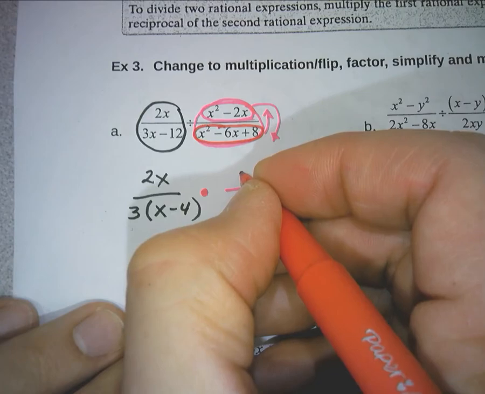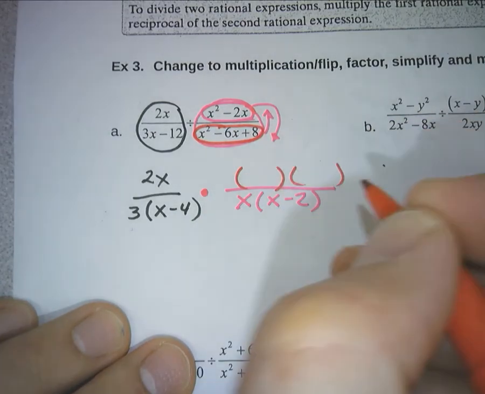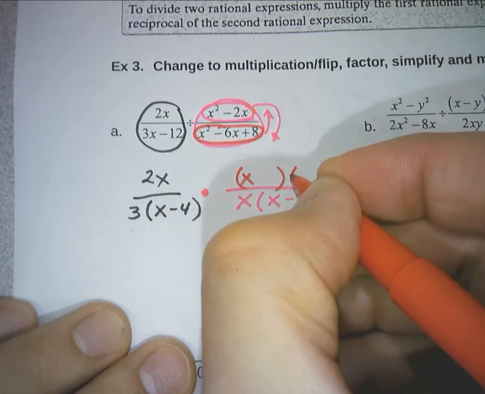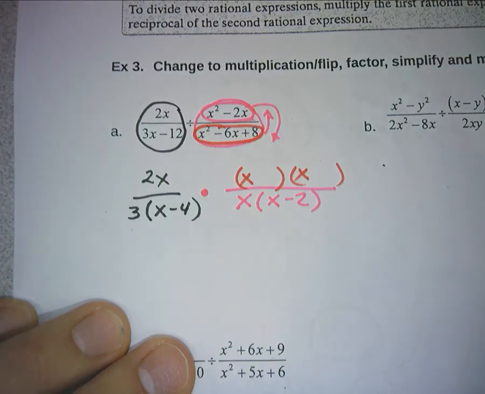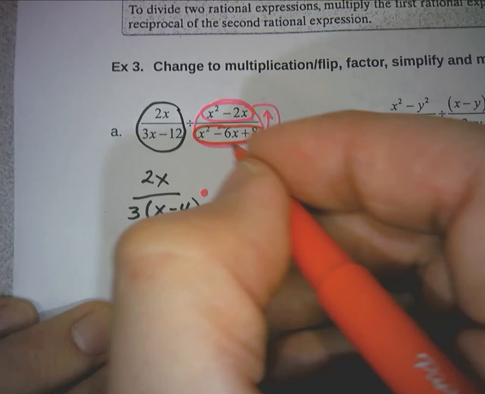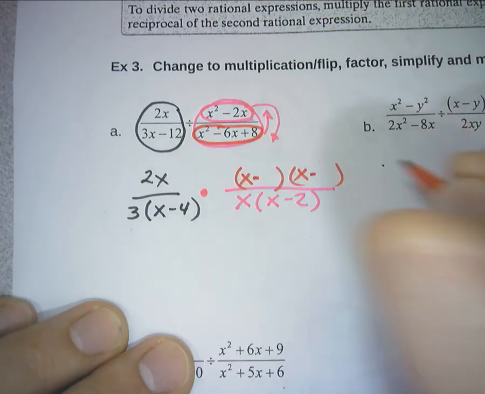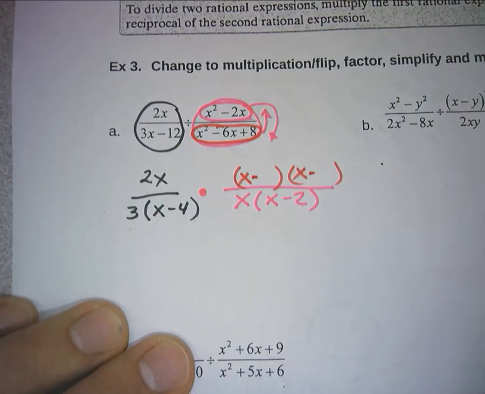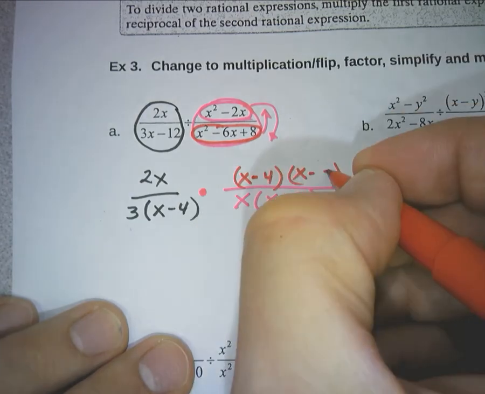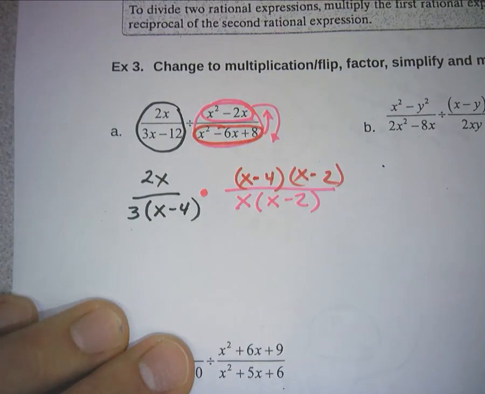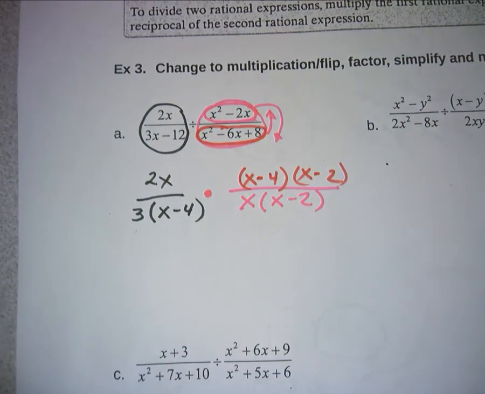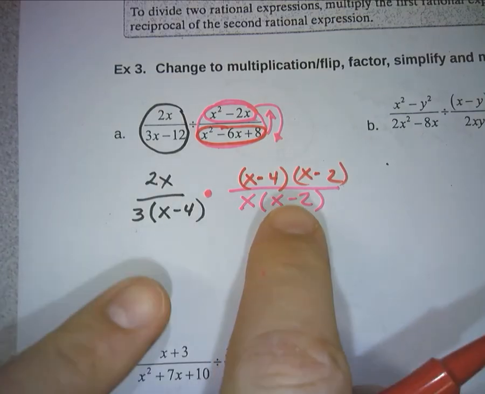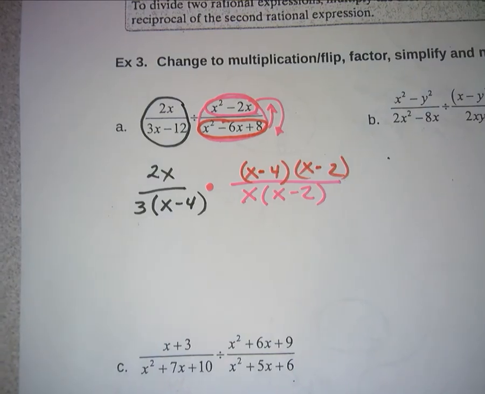So I go ahead and factor that. Factors of x squared are x and x. And then factors of 8 that add up to negative 6. Both of them are negative, and they are 4 and 2. So I've got x minus 4 and x minus 2. Okay? If you're struggling with factors, see what you already have on the bottom, and that should help you out.